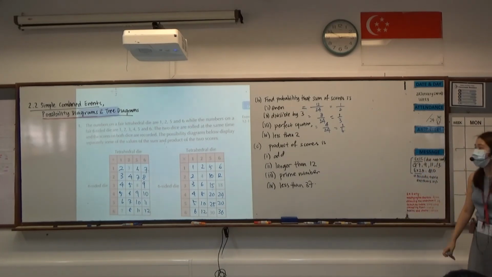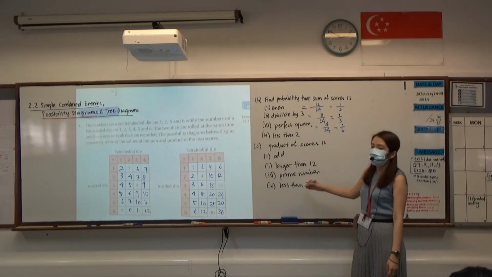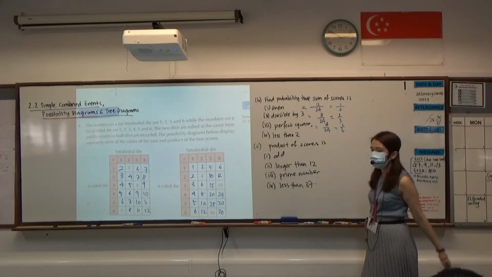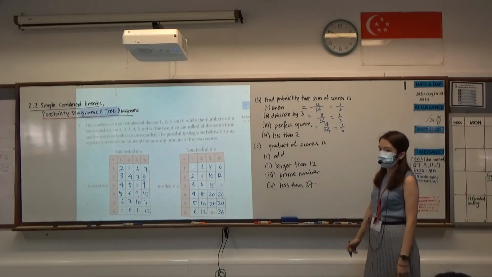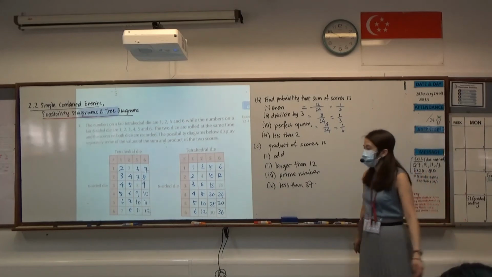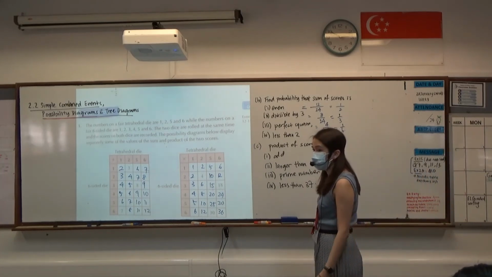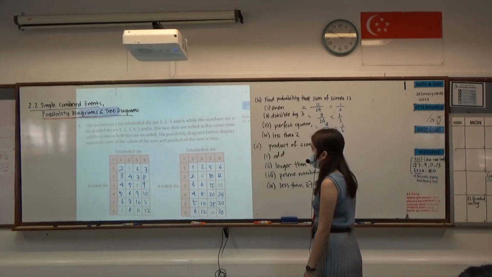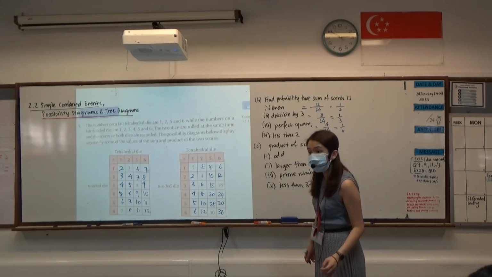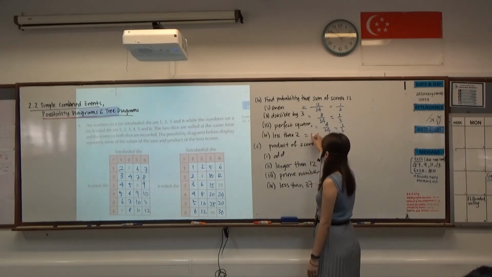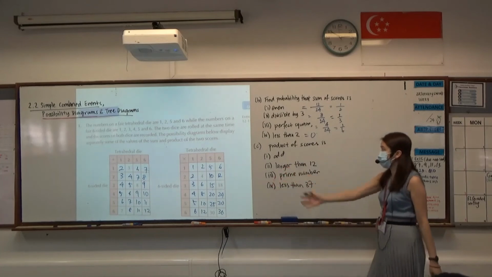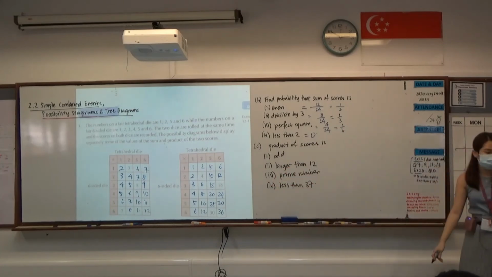Okay, and part 4, less than 2. Ling Hui. Sum less than 2. Sorry? 0, yes. Okay, there is no sum that is less than 2 in the table, so the answer is 0.